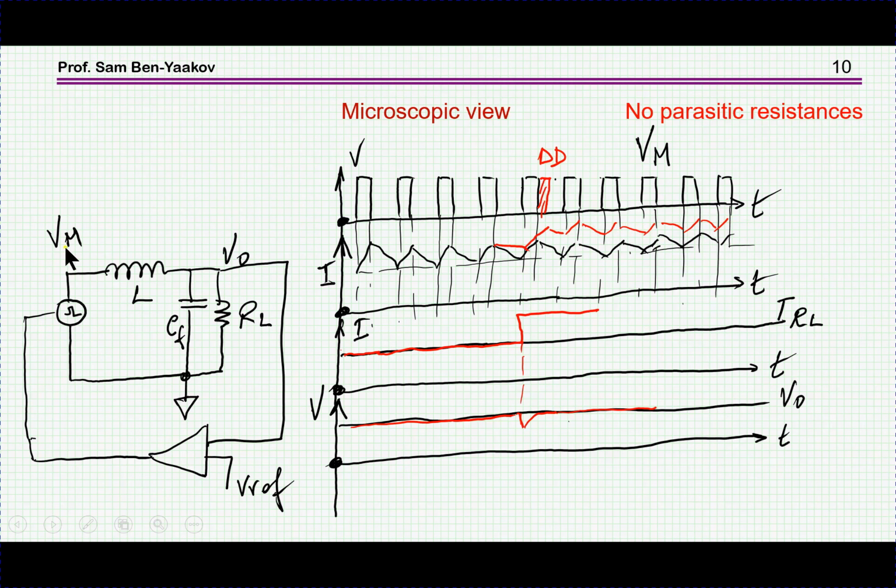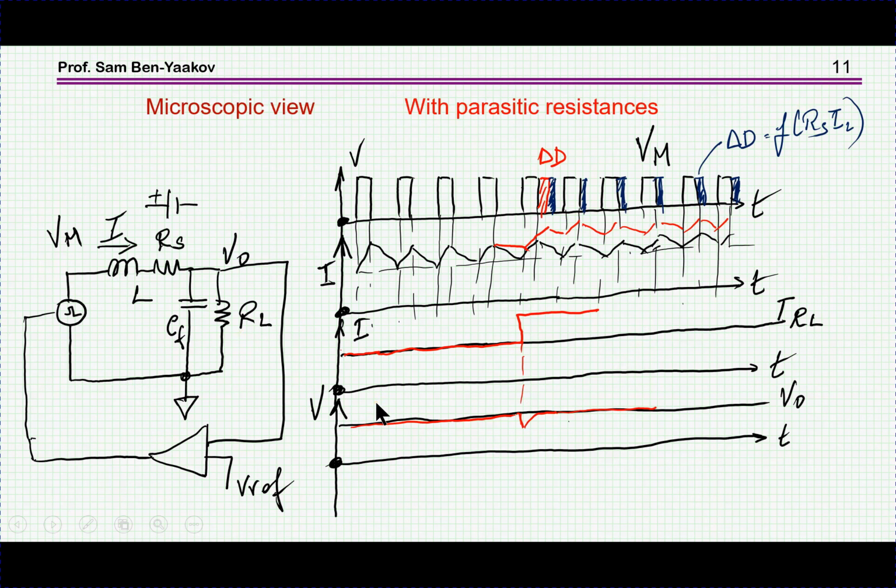Since V out and V in are the same, the slopes are the same, and everything looks the same, except that there was a jump due to this momentary incremental increase in the duty cycle, and here we have a new situation. Now obviously this is a very theoretical and impossible case, because there is no such thing as a converter without parasitic resistances. So what happens if there is a resistance, which is the realistic case?